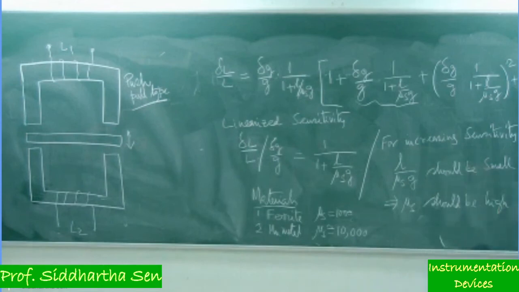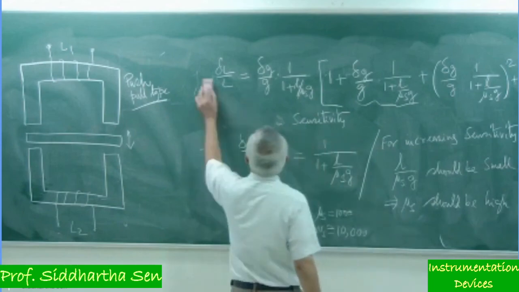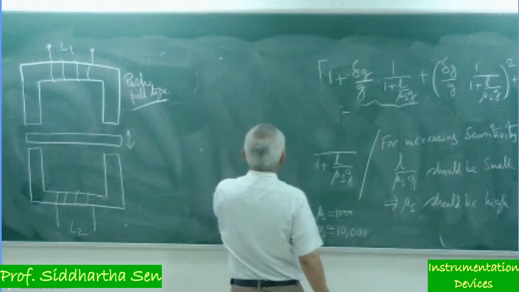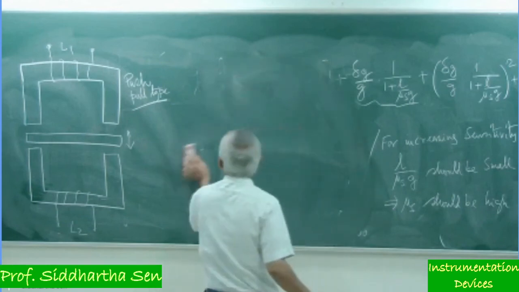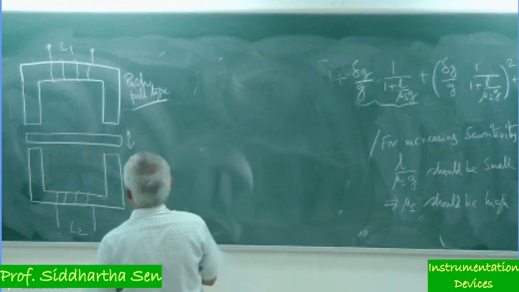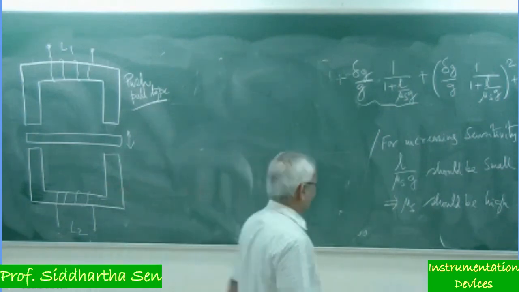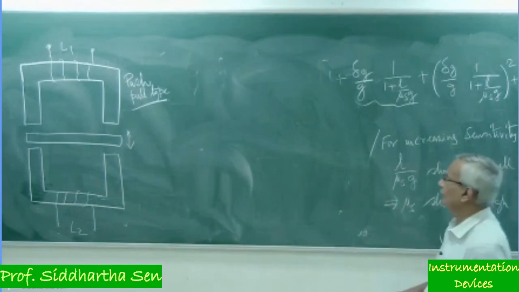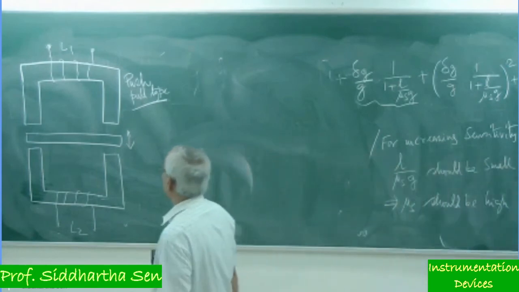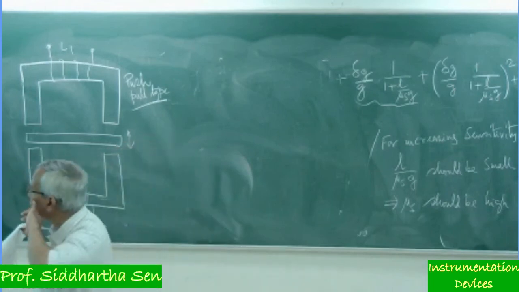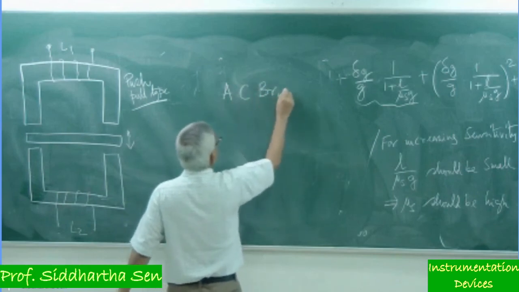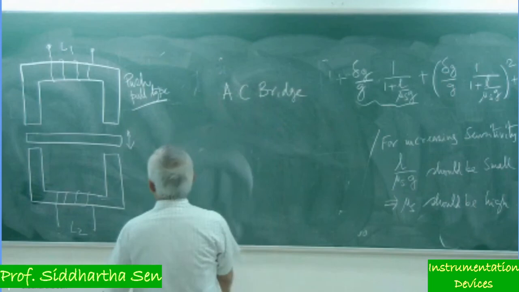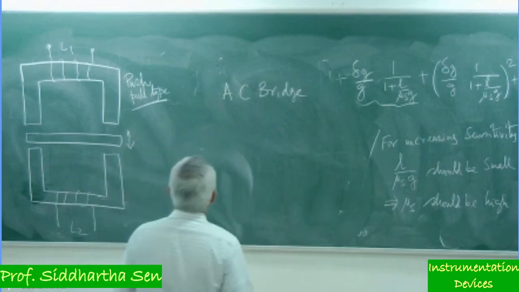Is there any advantage? Can you suggest any advantage of this one? Definitely, because we have to measure L1 minus L2 and then relate it with the delta G, for inductance measurement we'll have to use some sort of AC bridge. Similar to your DC bridge, I will have to use an AC bridge.